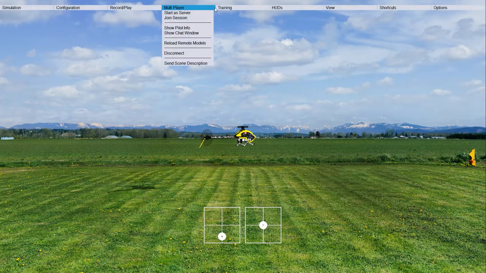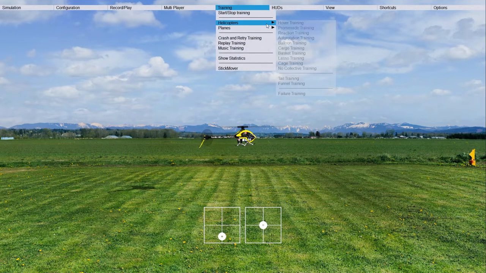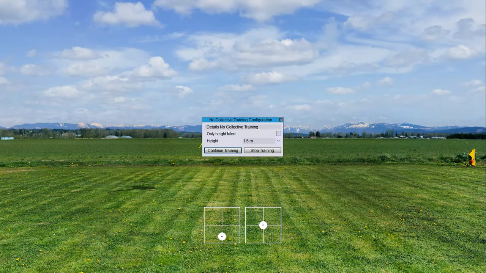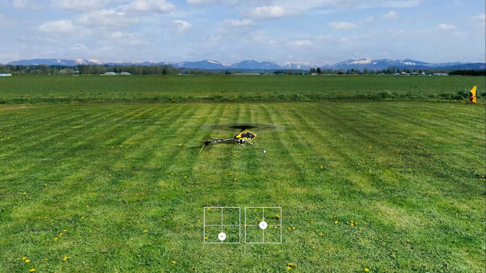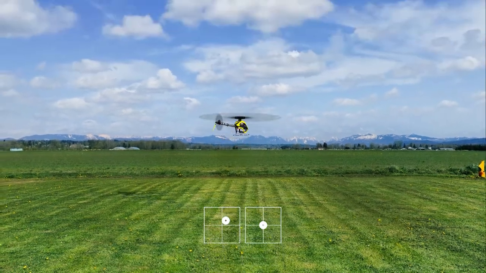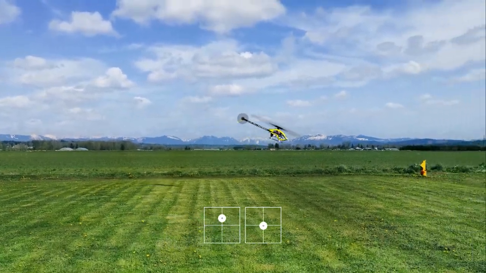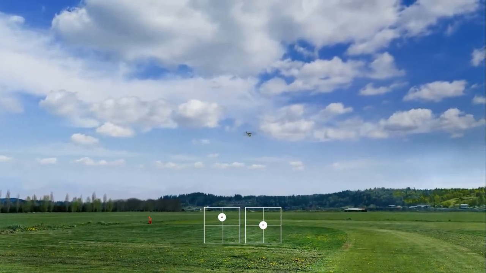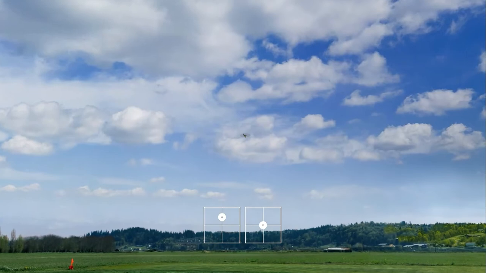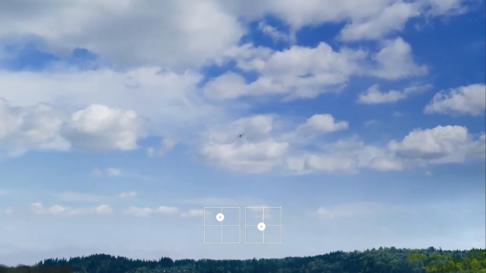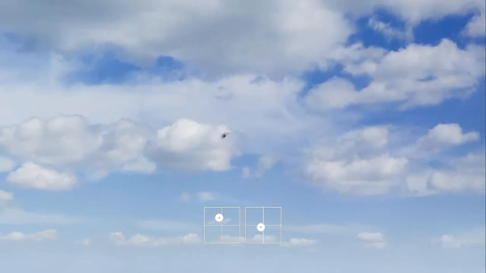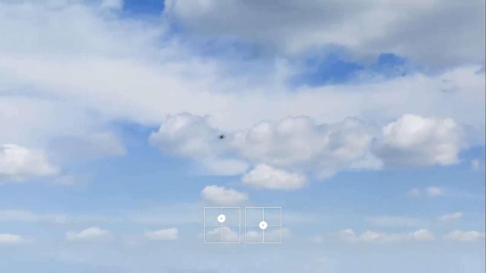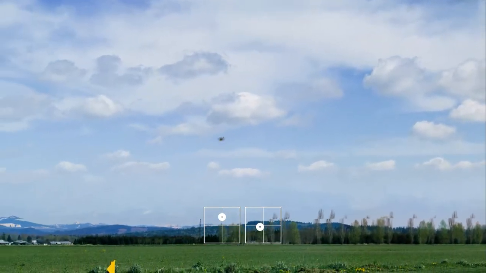Let's turn off the trainer. Okay. Stop training, perfect. So now let's try flying. When we go flying, this is what happens, right? We go forward, mode two. Forward, and now it's the far side because it is right side up. Now the tail left, right.